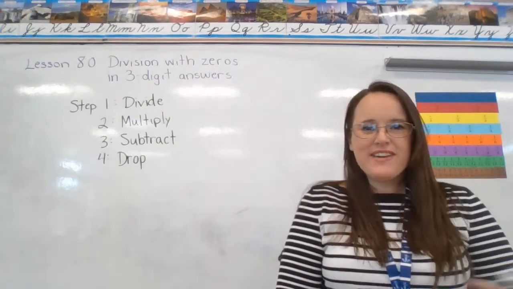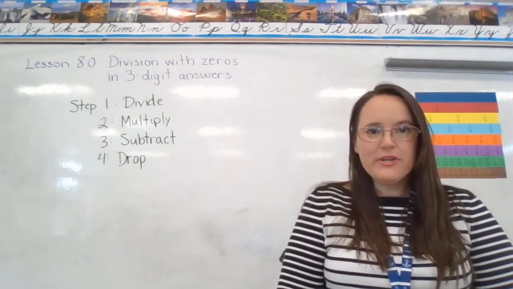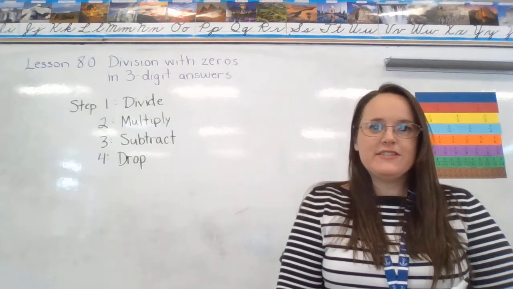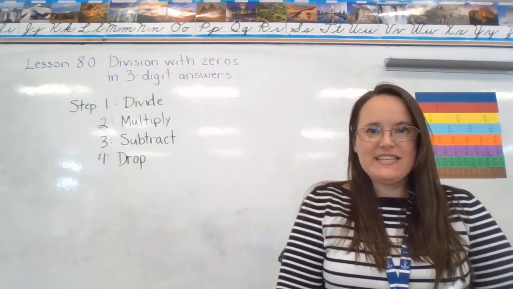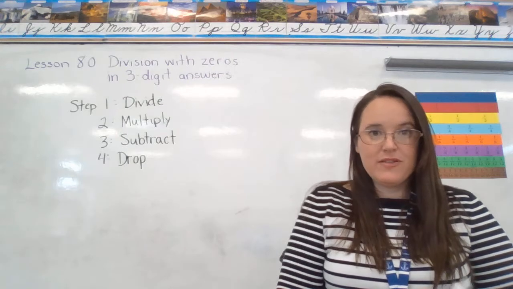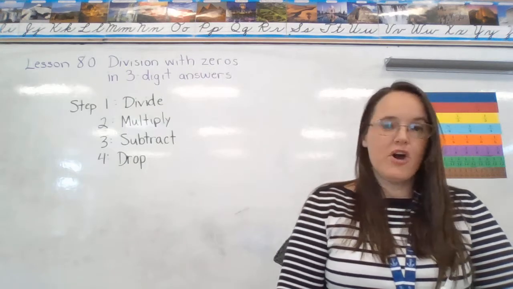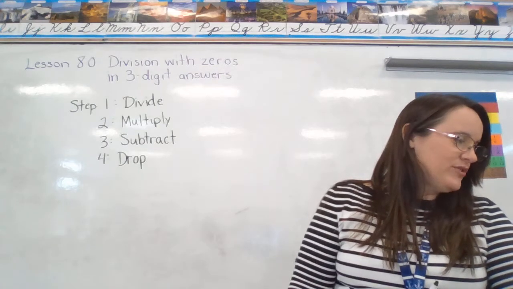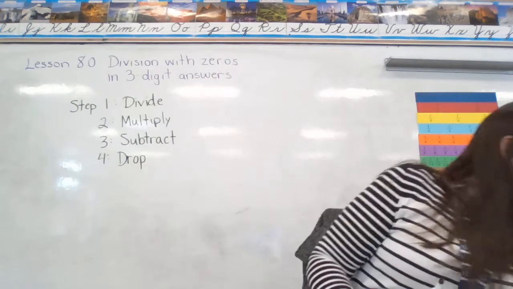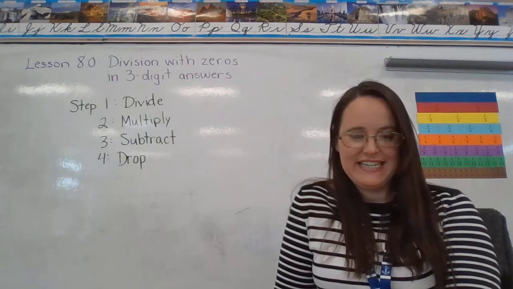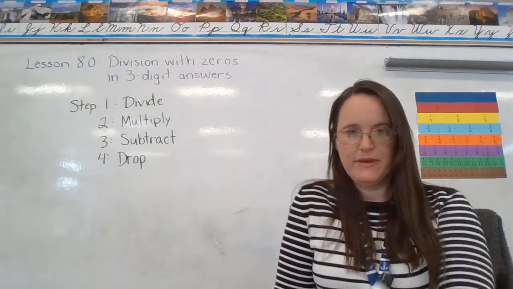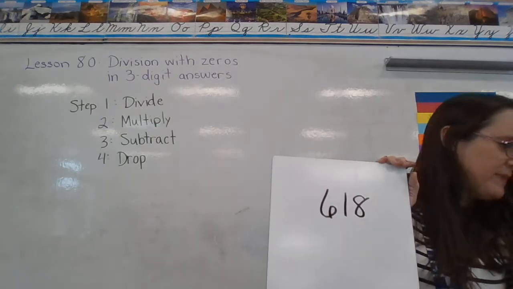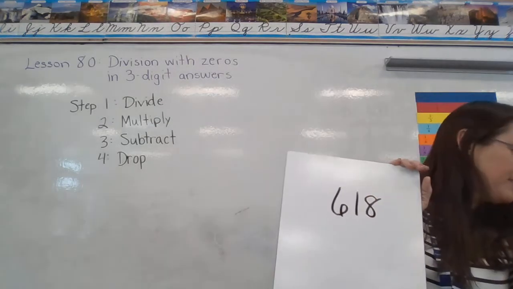Hi class, today we are on Saxon Math Book 4, Lesson 80, and we are going to talk about division when there's a 0 in the answer to a 3-digit problem. So our first example says each weekday afternoon in a small town, 618, so I'm going to write that down on my whiteboard here, 618 newspapers are delivered to customers.